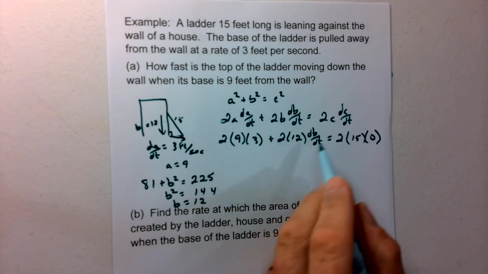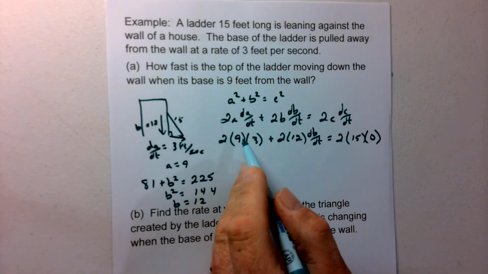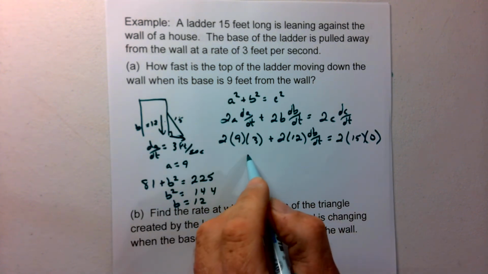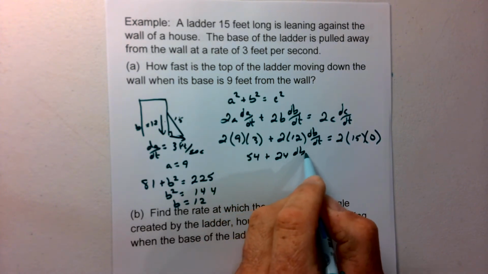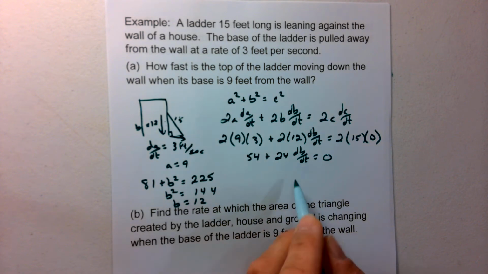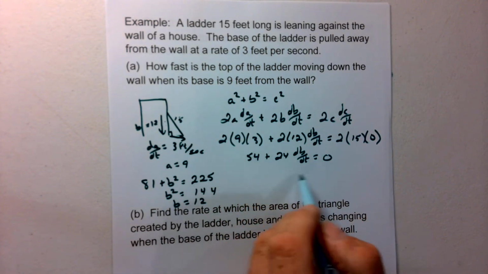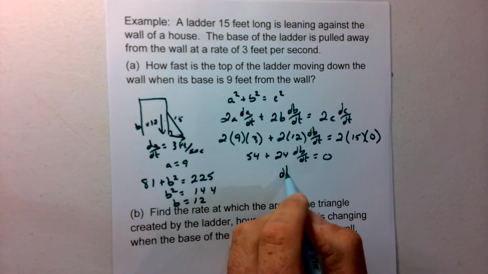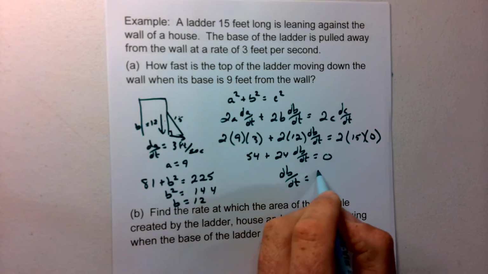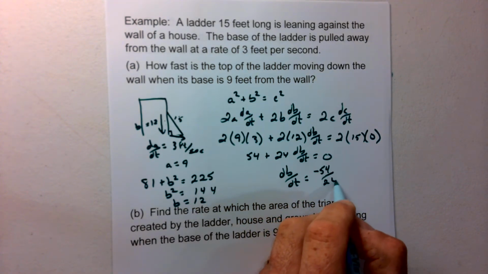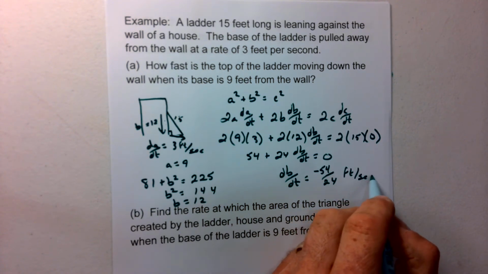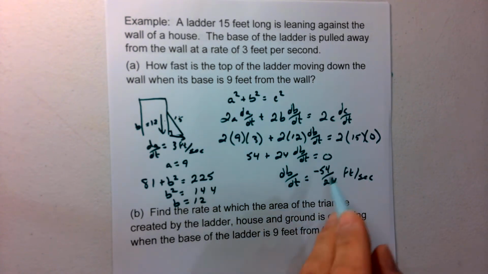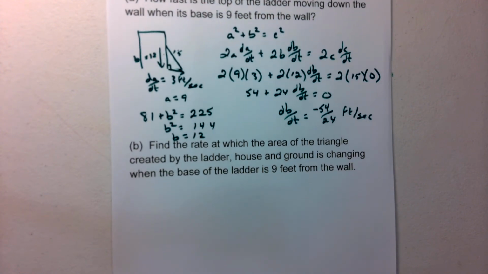Now we can go ahead and solve for dB/dt. So we have 2 times 9 times 3, so we have 54 plus 24 dB/dt is going to equal 0. Solving for dB/dt, subtract your 54 and divide by 24. So dB/dt is going to equal negative 54/24, and our units in this case are going to be feet per second. If you want to reduce that, you can. If you want to divide it out, you can. Personally, I'm going to leave it.